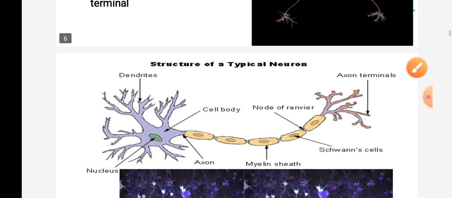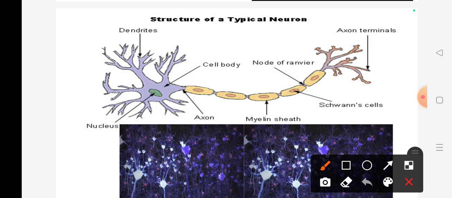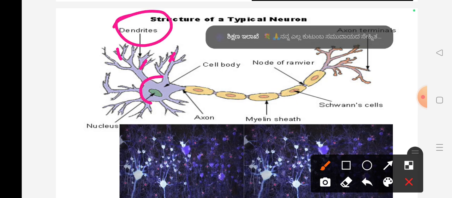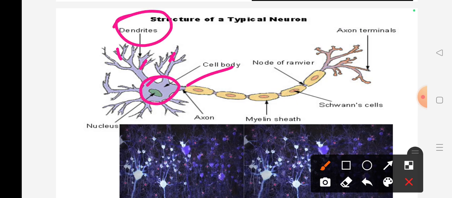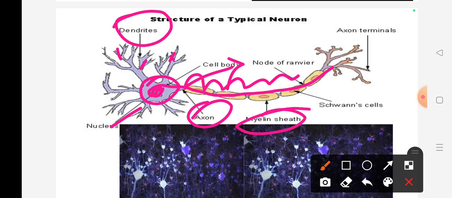Then the structure of a typical neuron. We already studied and we already know how to draw the neuron or nerve cell. The finger-like projections are called dendrites. This whole part is called the cell body. The middle part, we already know, is the nucleus. From the nucleus, the long hair-like structure going out is the axon. This axon is covered by one layer called the myelin sheath. In between, there are the nodes of Ranvier.